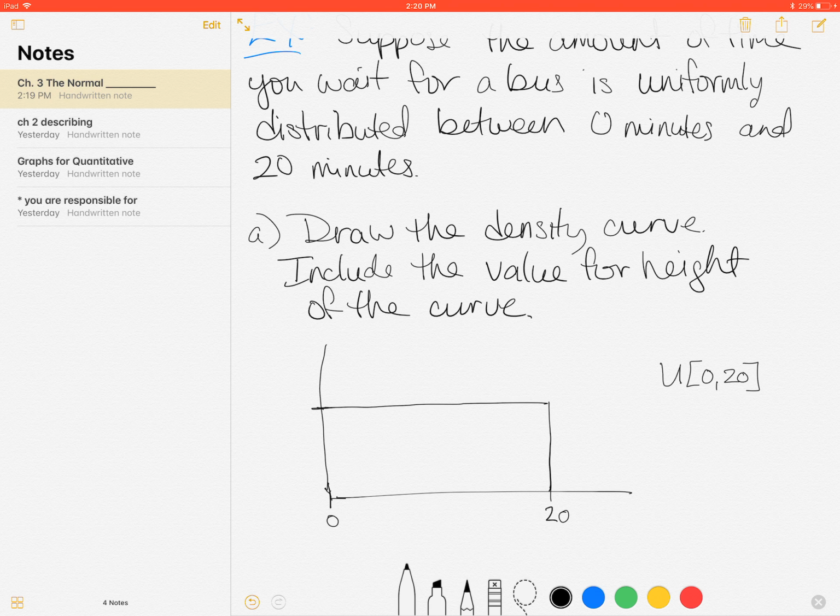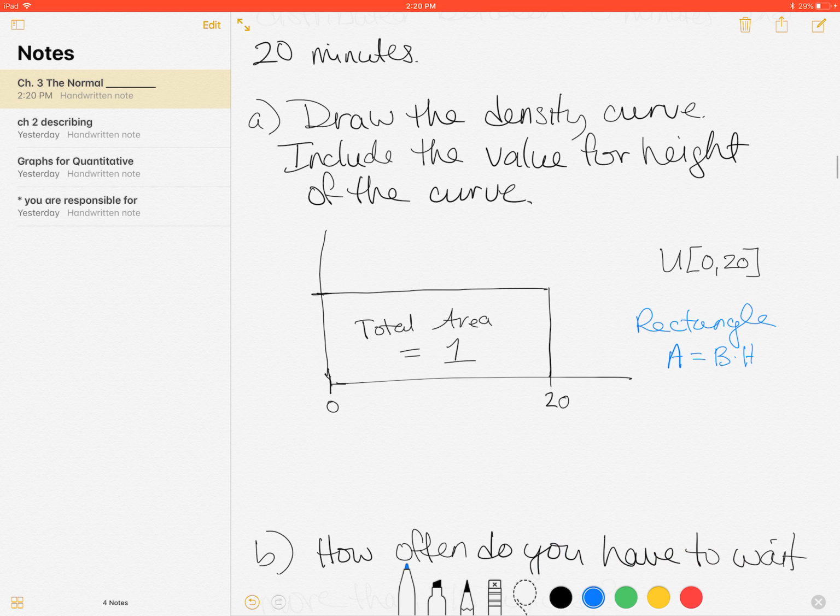height. We generally always want to find the height anyway. Now, we didn't get told anything about the height. All we know is that it's a constant height, and that made a rectangle. But we do know that the total area under the curve has to equal 1 or 100%. That is true of all density curves. And the nice thing about this is because this is a rectangle, we know the area of a rectangle is base times height, or length times width, however you want to call it.